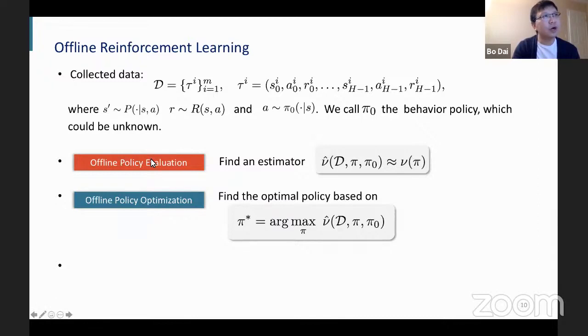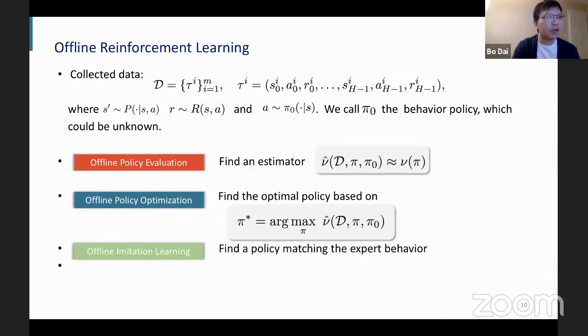Beyond these two core problems in reinforcement learning, there are some other side problems, like offline imitation learning. It seems like you don't want to do anything related to reward, but there is an expert behavior policy, and you just want to learn a policy such that the behavior of your policy matches the expert. So this is what we call imitation learning in the offline setting. Same as before, you don't have access to the environment but only data, but you still want to finish this task. That's what we call offline imitation learning.